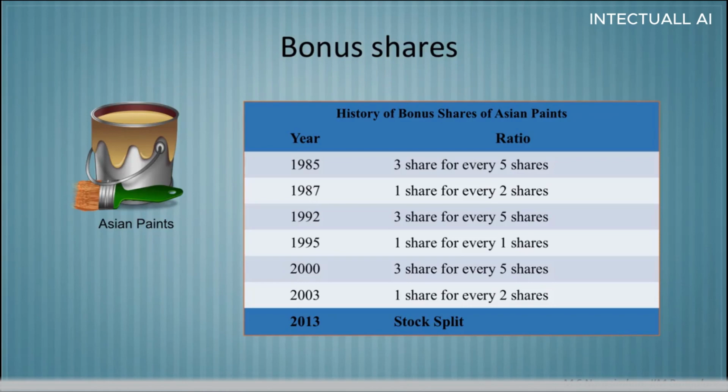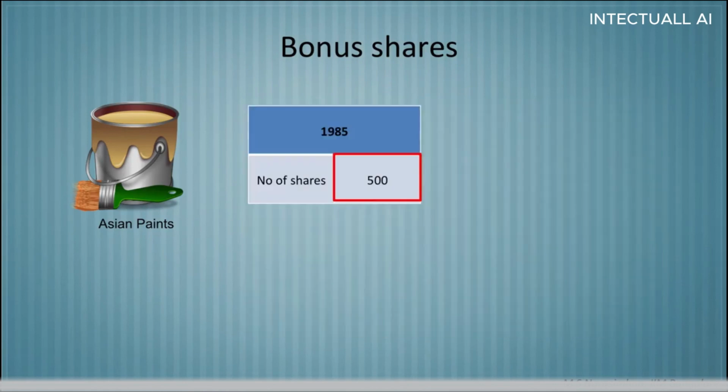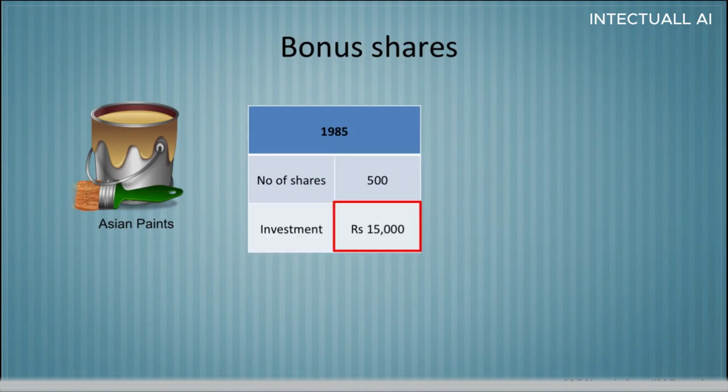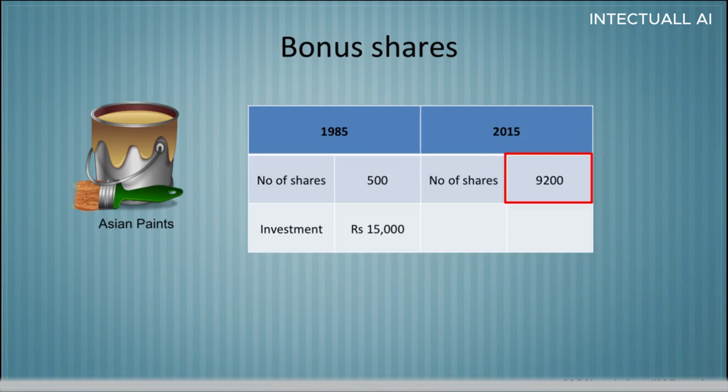Companies like Asian Paints issue bonus shares periodically. During the last 2 decades, Asian Paints issued 6 bonus shares. Suppose you had 500 shares in 1985 and you had invested 15,000 rupees in Asian Paints. You would be holding 9,200 shares today as of March 2015, and your wealth now is nearly 740 lakhs. Reading the financial statement of a company like Asian Paints is fascinating. You will see how this company creates value for its shareholders.